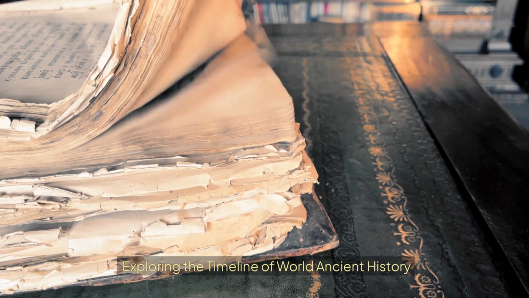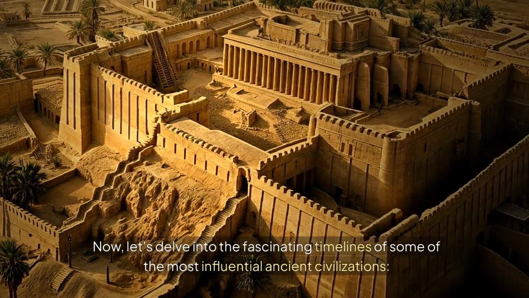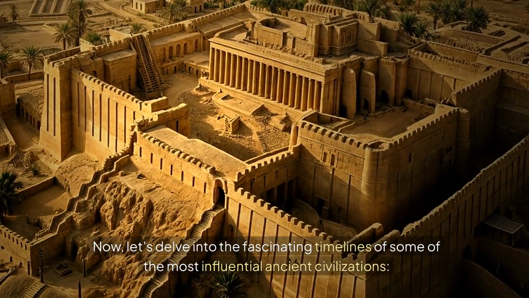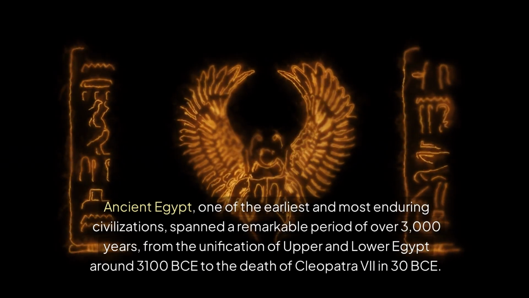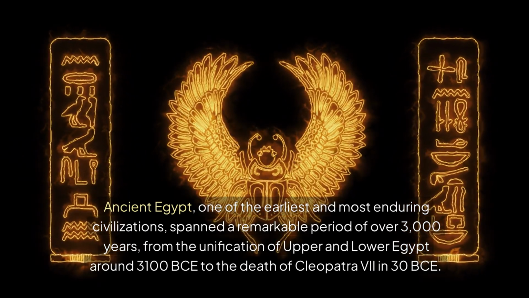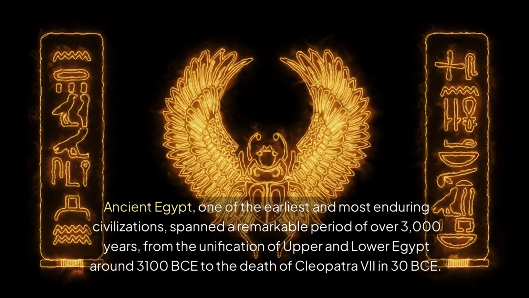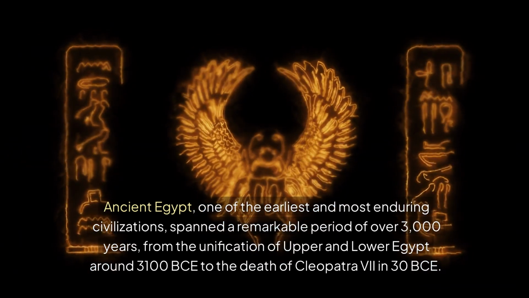Exploring the timeline of world ancient history. Now, let's delve into the fascinating timelines of some of the most influential ancient civilizations. The history of ancient Egypt. Ancient Egypt, one of the earliest and most enduring civilizations, spanned a remarkable period of over 3,000 years, from the unification of Upper and Lower Egypt around 3100 BCE to the death of Cleopatra VII in 30 BCE.